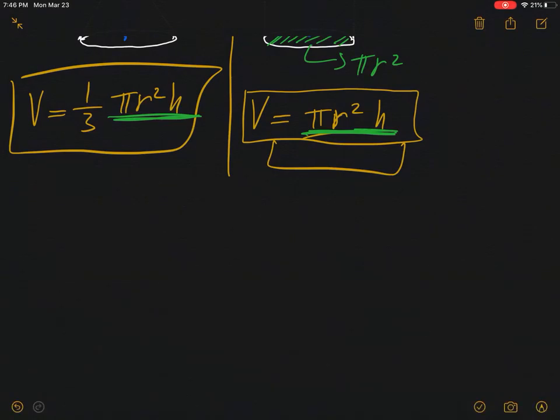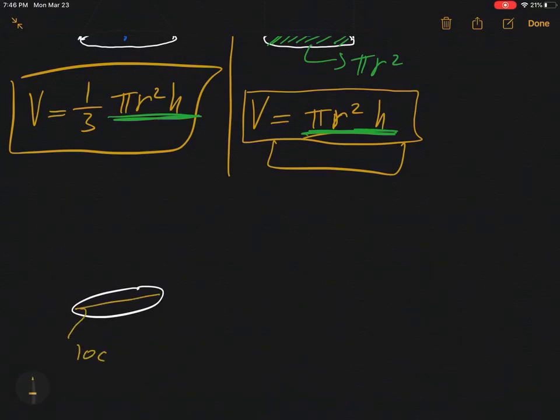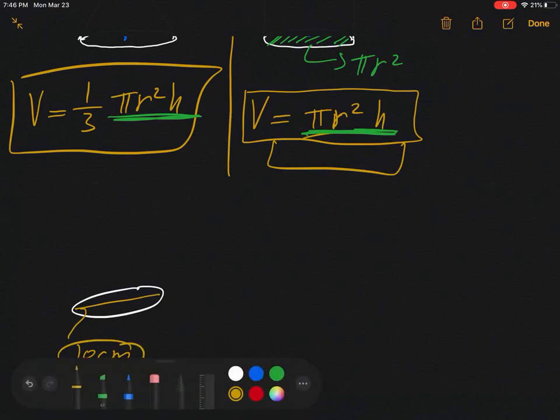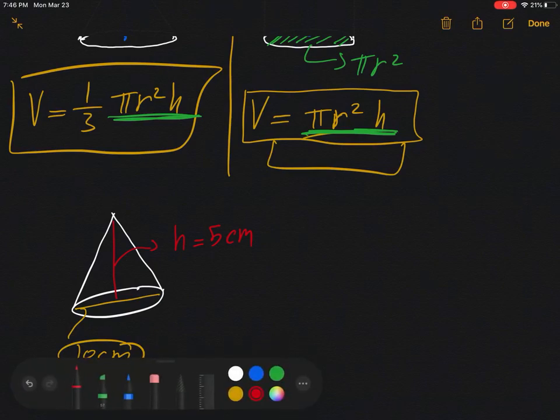Suppose that there is a cone there with a diameter for the base of 10 centimeters. And suppose that this cone has a height h, which equals just 5 centimeters, and we would like to calculate the volume of that cone.